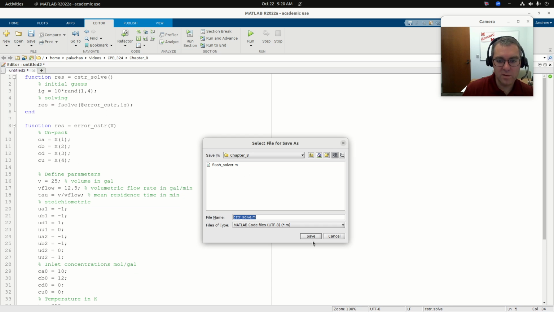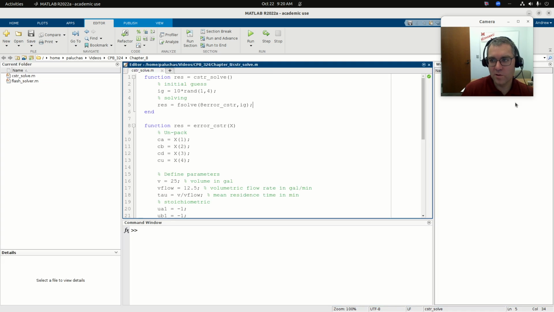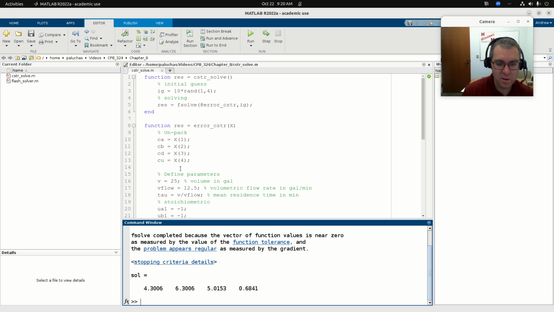So now I'll solve this CSTR solve, and this is what I said I want on an exam: a script, or in this case a function with no inputs, just something that I can just run. I could even have a script in which I demonstrate how to run this, but on my running would be, say, SOL is equal to CSTR solve, no inputs, and if I do it, it solves.